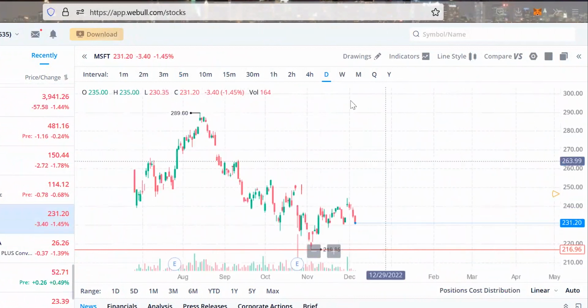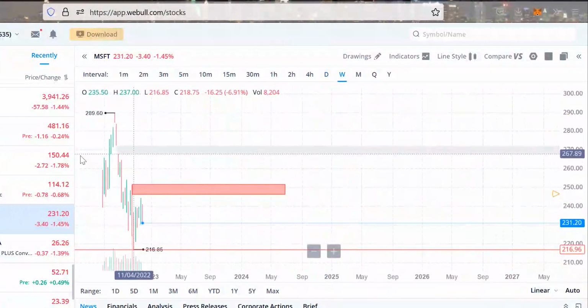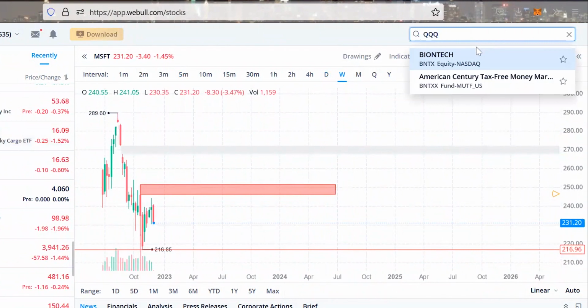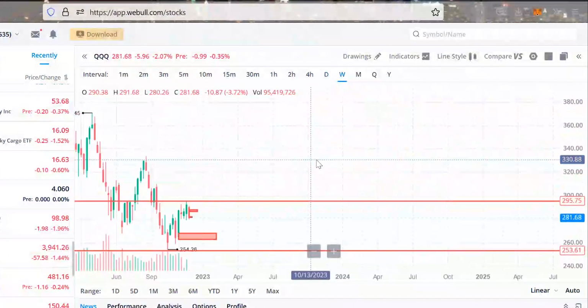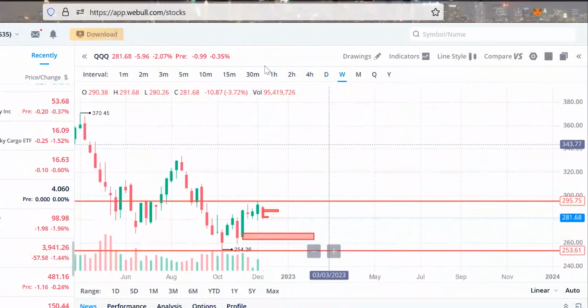Let's look at QQQ. QQQ should be fine, right? Yeah, QQQ is perfect. Don't worry about it. That's the best example I can find with Qs. So check this out, you guys.